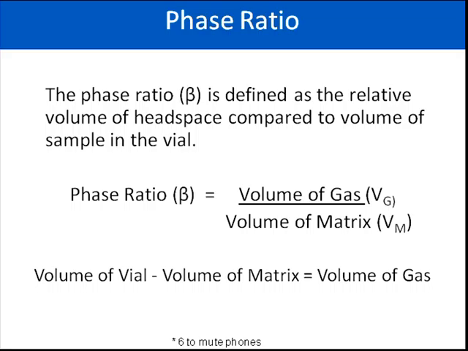The way you find the volume of the gas is you take the volume of the vial. In most cases, that size will be 9, 12, or 22 mL. Those are the most common sample vial sizes for headspace analysis. Subtract out the volume of your matrix, and that's going to give us the volume of the gas.